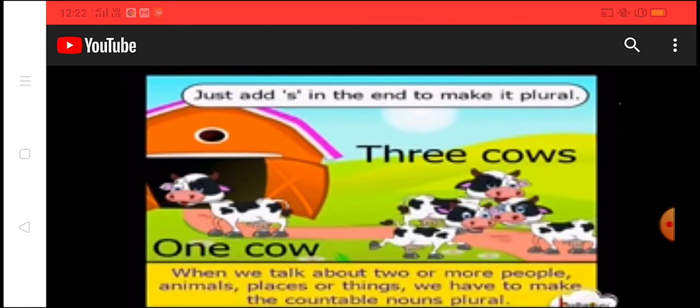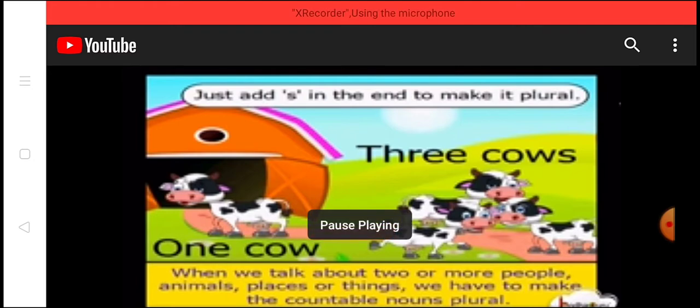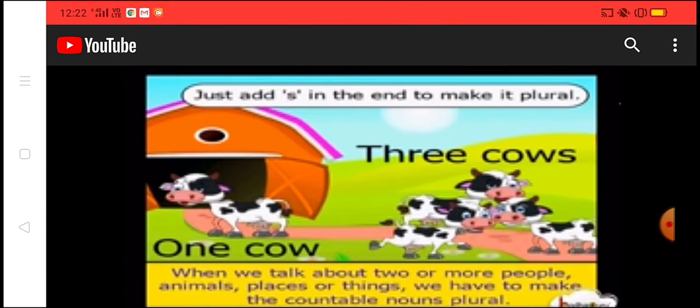Now students, please copy what you have got in the yellow box first. That is the last part of this page. When we talk about 2 or more people, animals, places or things, we have to make the countable nouns plural. So if we are speaking about many people, many animals, places, that we call the plural form, and the countable nouns are plural. For example, the countable noun which we had in the previous sentence is cow. So how is it changed to plural? Adding one s along with that: cows.